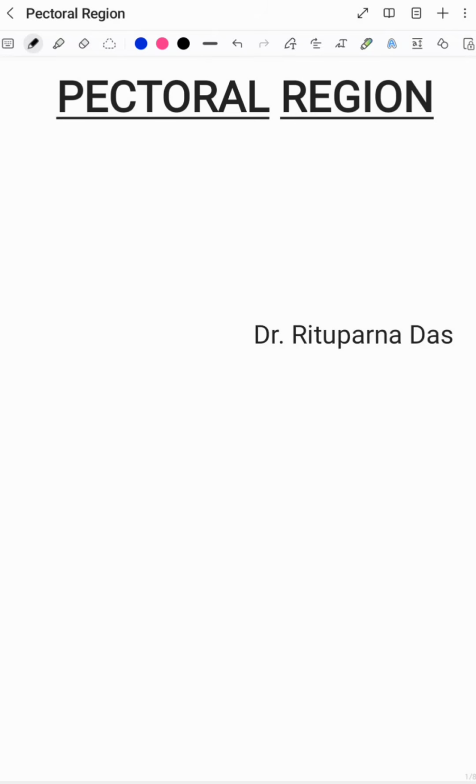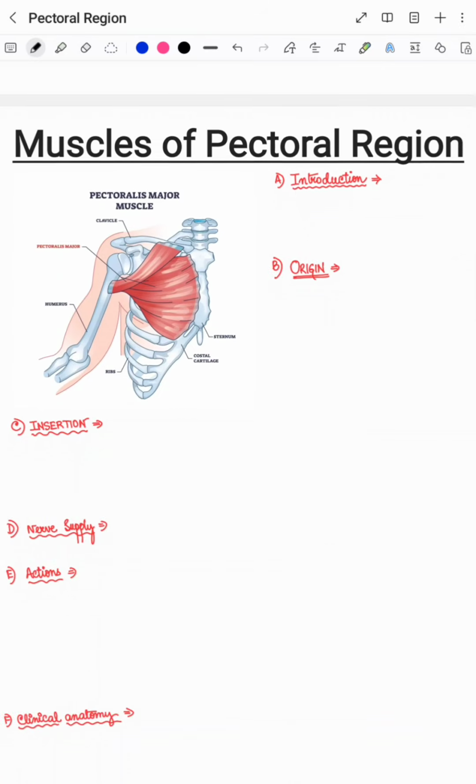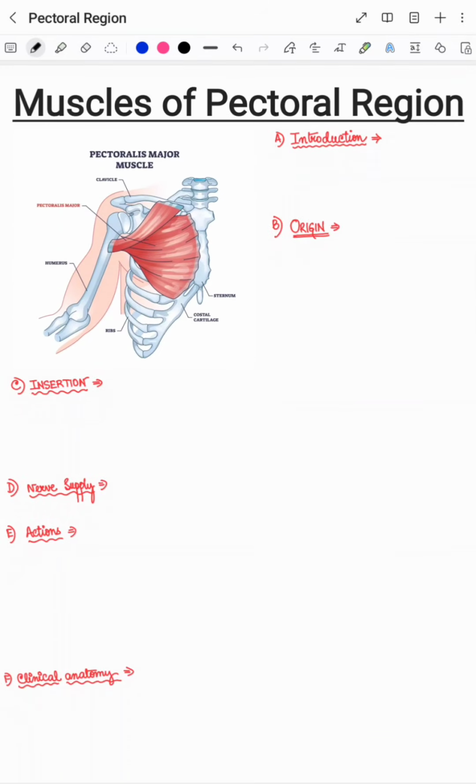In this video, you will be able to understand the muscles of the pectoral region. So keep watching the video. The first muscle of the pectoral region that we will be discussing is Pectoralis Major muscle.